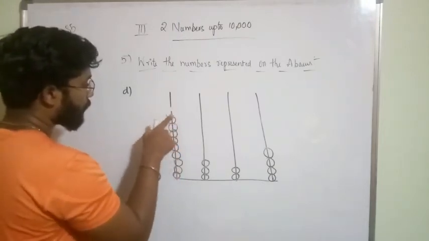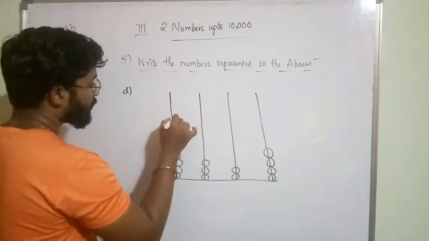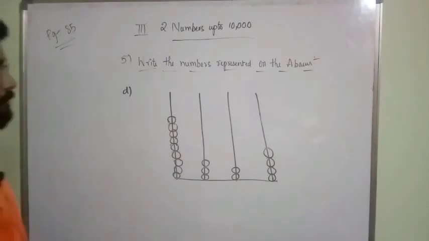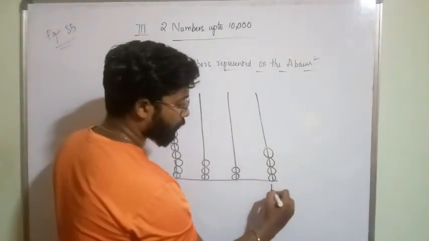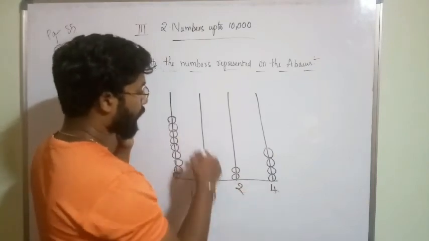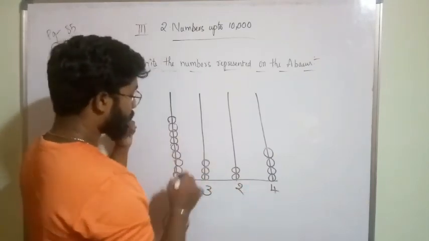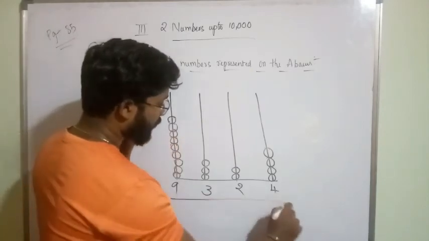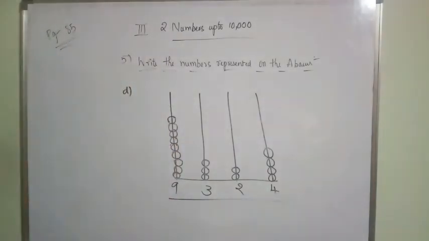Okay. So in thousands rod you are having 9 beads. So in ones rod how many are there? 4. You have to write 4 here. In tens rod you are having 2. In hundreds rod you are having 3. In thousands rod you are having 9. So 9324. 9324. That is the answer.